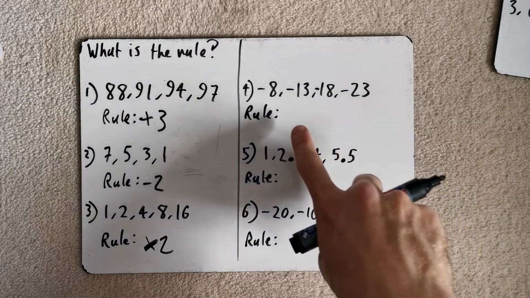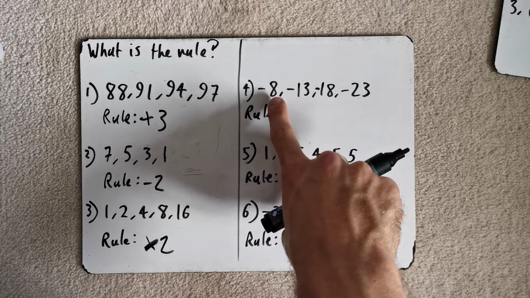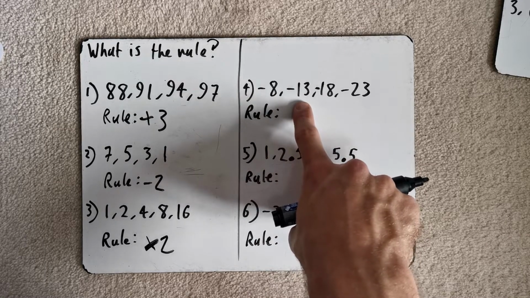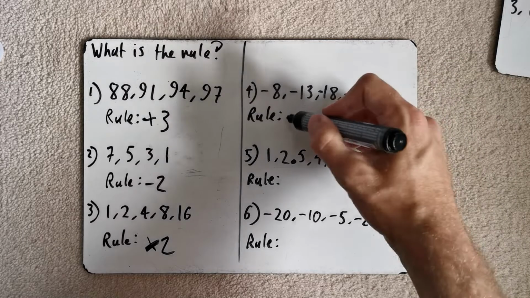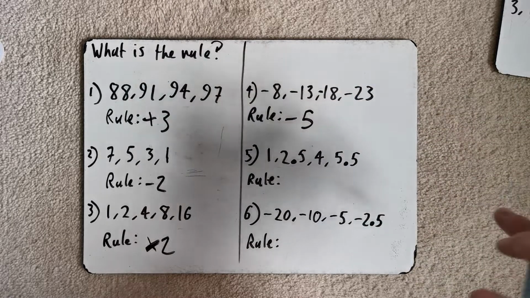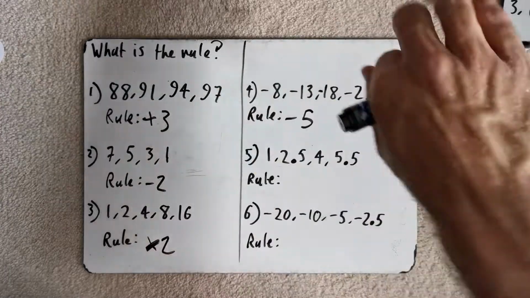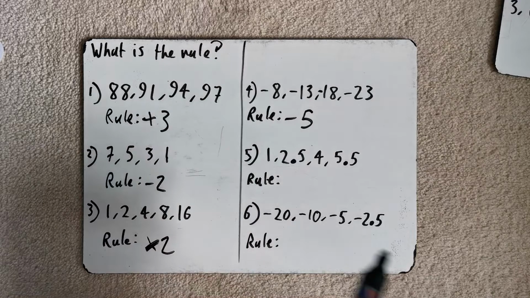This one, we're starting on a negative. How far are we going? If you think of a number line, how far down are you going? You're going down by 5. Going down by 5 again? Yeah. So you're taking away 5 each time. Don't get confused and put plus 5 each time, because even though it looks like they're getting bigger, remember, with negatives you're going down on the number line.